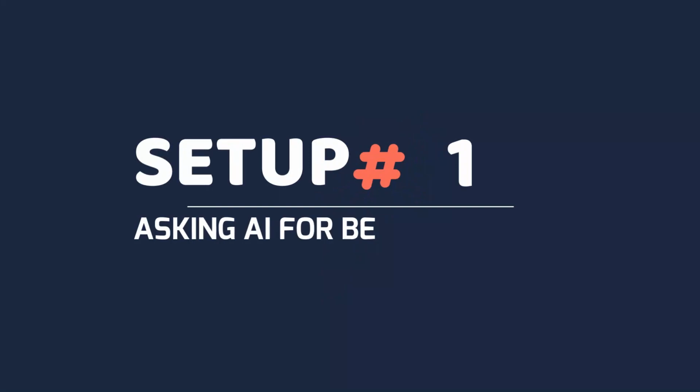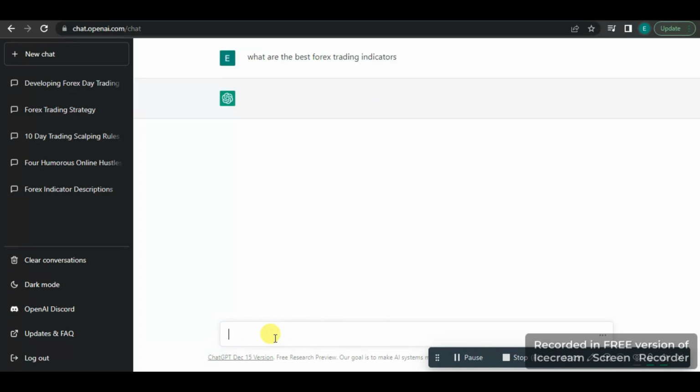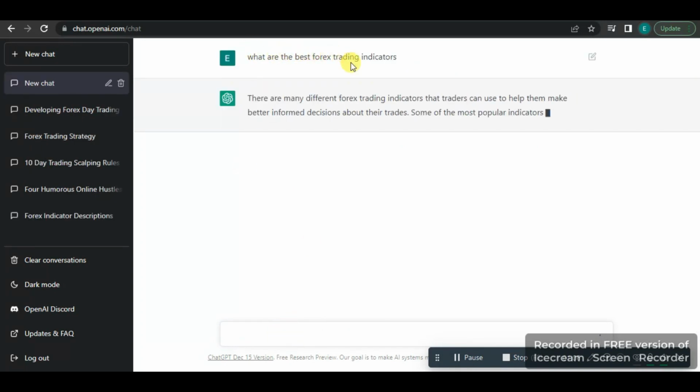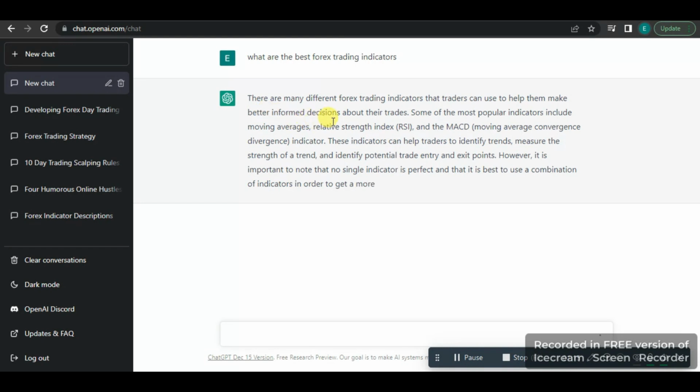So what I did was, first I came to this search box, this chat box, and I searched for what are the best forex trading indicators, and it's saying that there are many different forex trading indicators that traders can use to help them make better informed decisions.